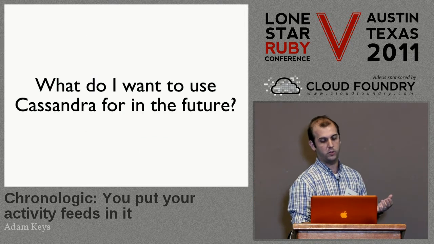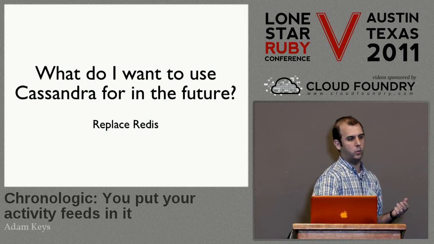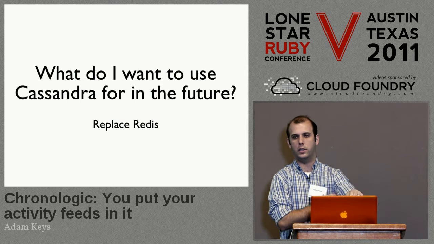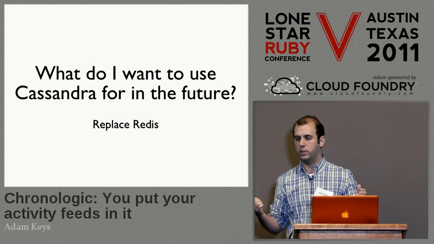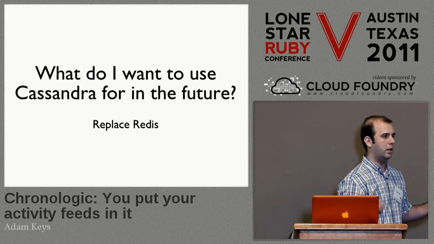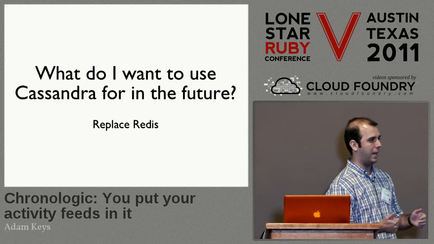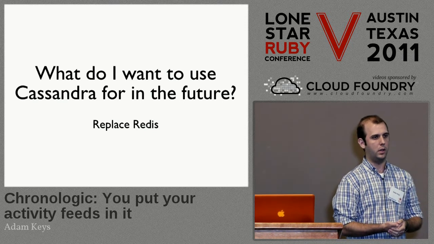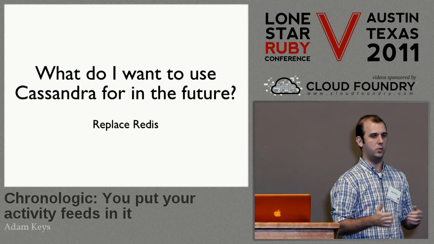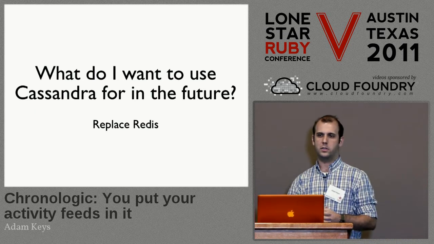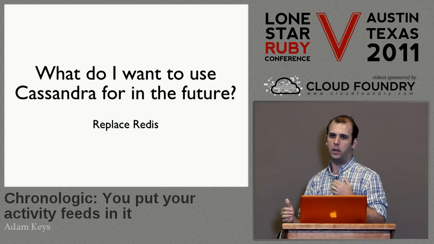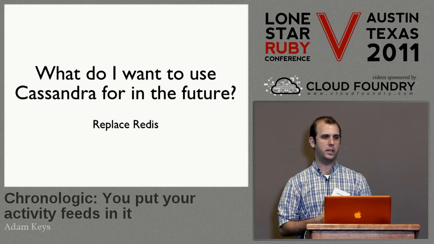What do I want to use Cassandra for in the future? Redis is a really fun little database, and it is great. It's good software. You can store a lot of stuff in it. It's fast. It has a really interesting data model that people seem to come to understand and figure out how to use really quickly. But it's pretty much stuck at being a master-slave sort of replicated setup.